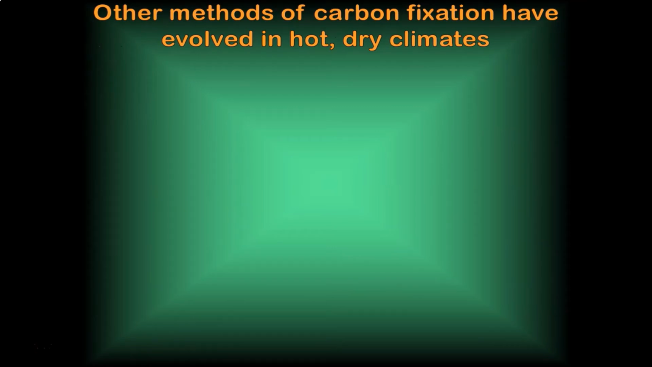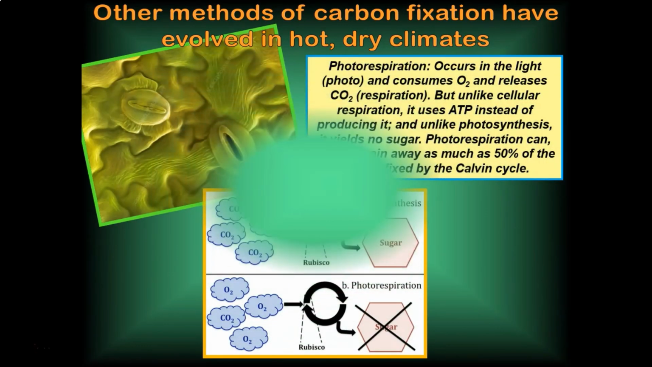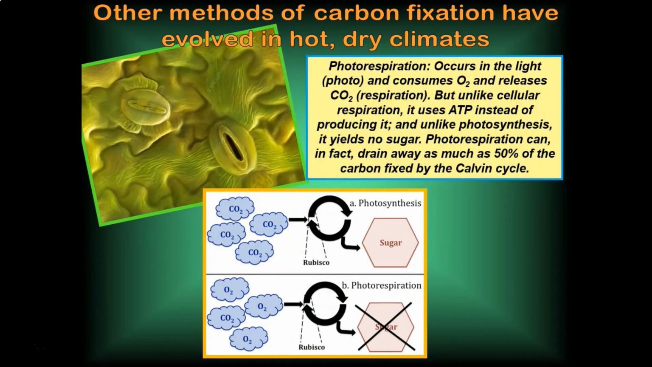Other methods of carbon fixation have evolved in hot and dry climates. Okay, so we'll talk about what plants have done to kind of protect themselves. But one problem that happens because of usually hot climates is photorespiration. Okay, this occurs in the light and consumes oxygen and releases CO2. Wait a minute, consuming oxygen and releasing CO2, that's like respiration, right? That's not this chapter, that's last chapter. But unlike cellular respiration, it uses ATP instead of producing it.